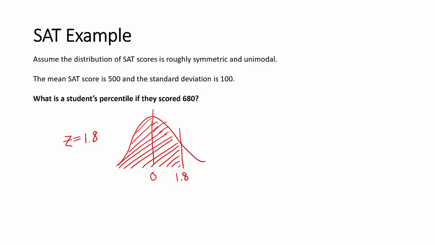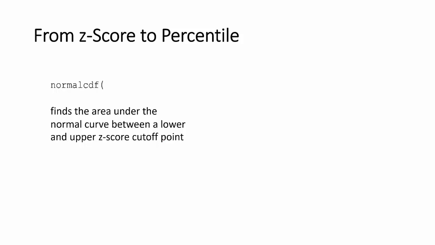Now, we don't know off the top of our heads because this isn't 1 standard deviation or 2 standard deviations, right? It's 1.8 standard deviations. So we need a little bit of help to figure out exactly what that percent is. And that's where our calculator is going to come in. So to go from a z-score to a percentile, we're going to use this function on our calculator called a normal CDF. And what that's going to do is let us find that area under the curve between 2 z-scores. So I'm going to get your calculator out.